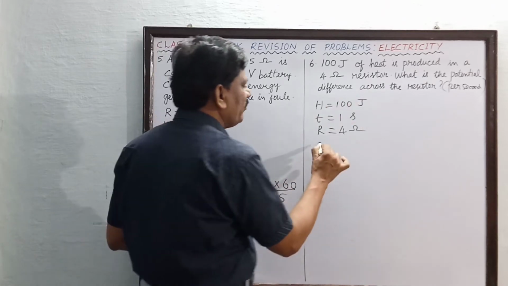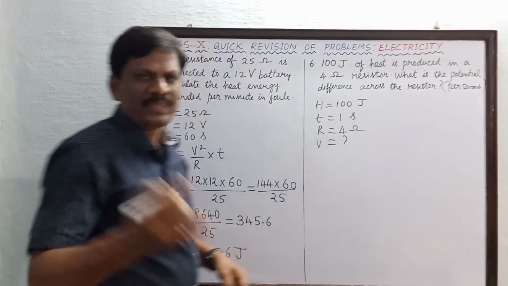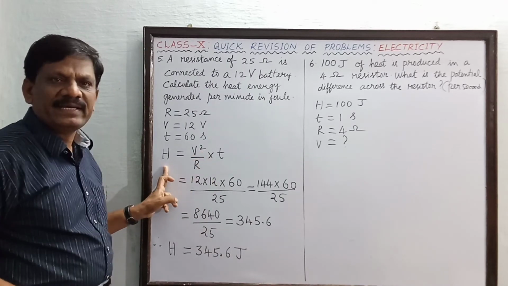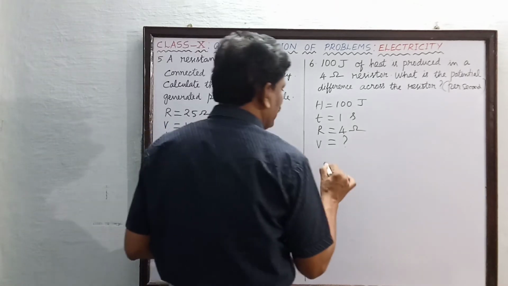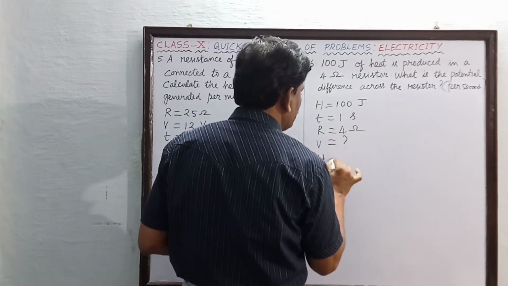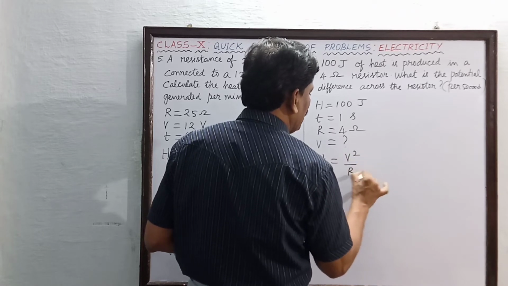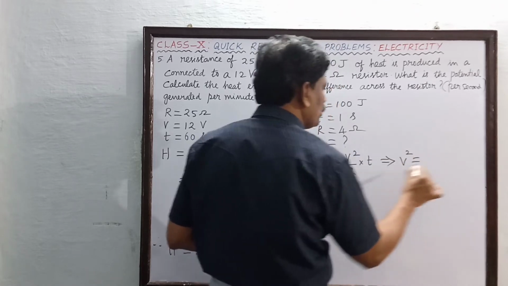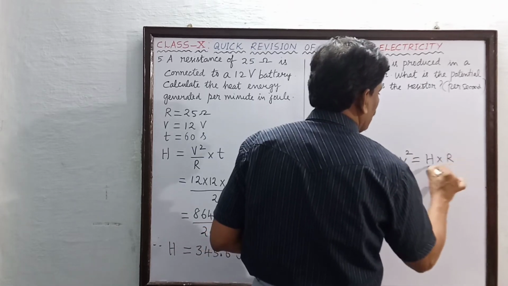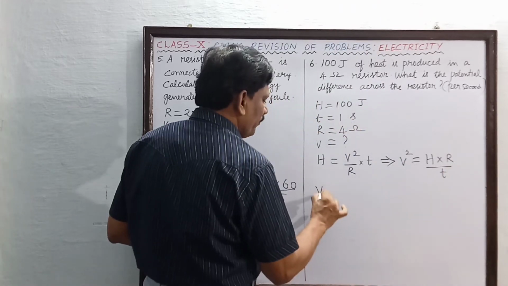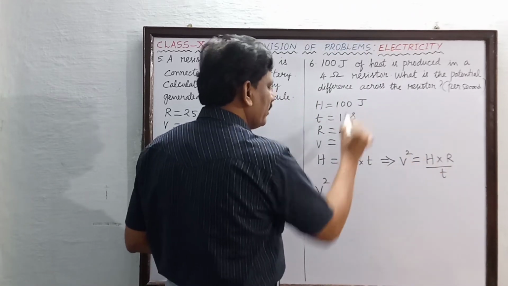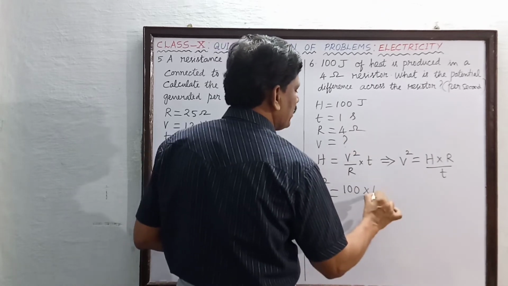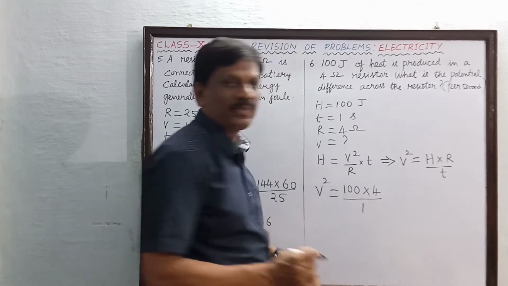What is the potential difference we have to find out? Again the same formula only, is it not? So V square by R into T is equal to H. So the formula is H is equal to V square by R into T. So this implies V square is equal to H into R divided by T. So V square is equal to H is given as 100, into resistance is given as 4 ohm, divided by 1.